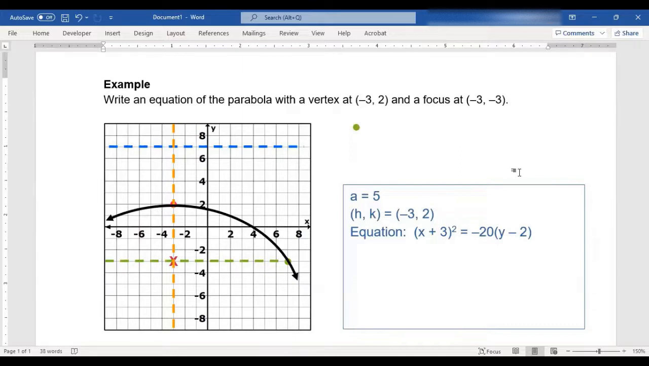So that's going to wrap it up for this video. In the next video, we will be taking a look at an ellipse, and we'll be identifying the different features of an ellipse. So I'm looking forward to seeing you then.